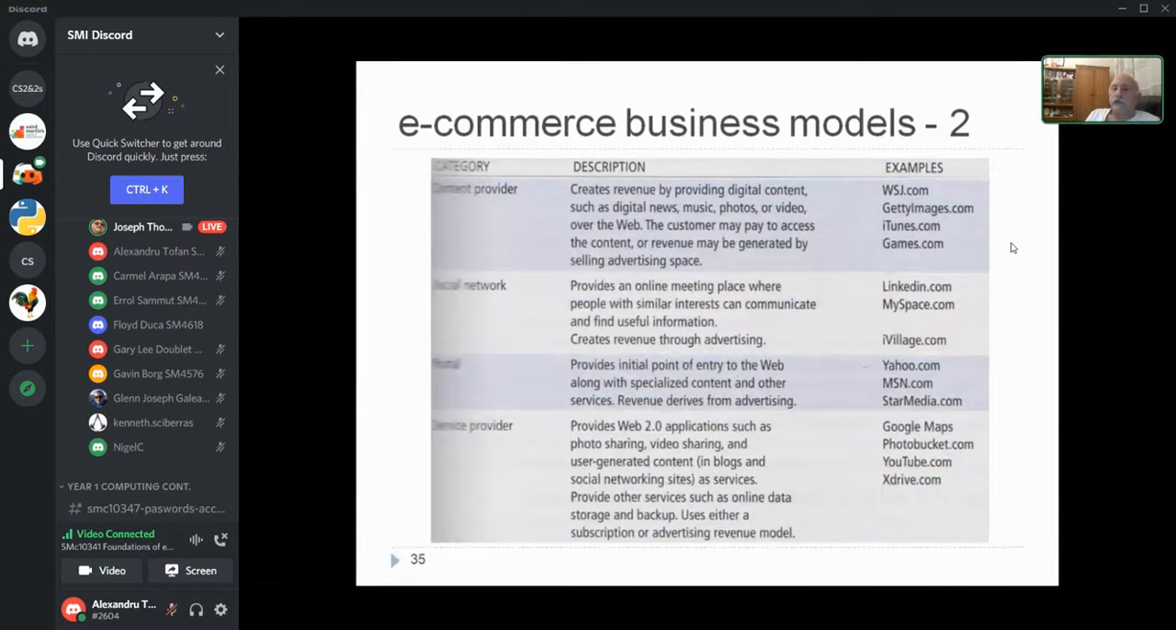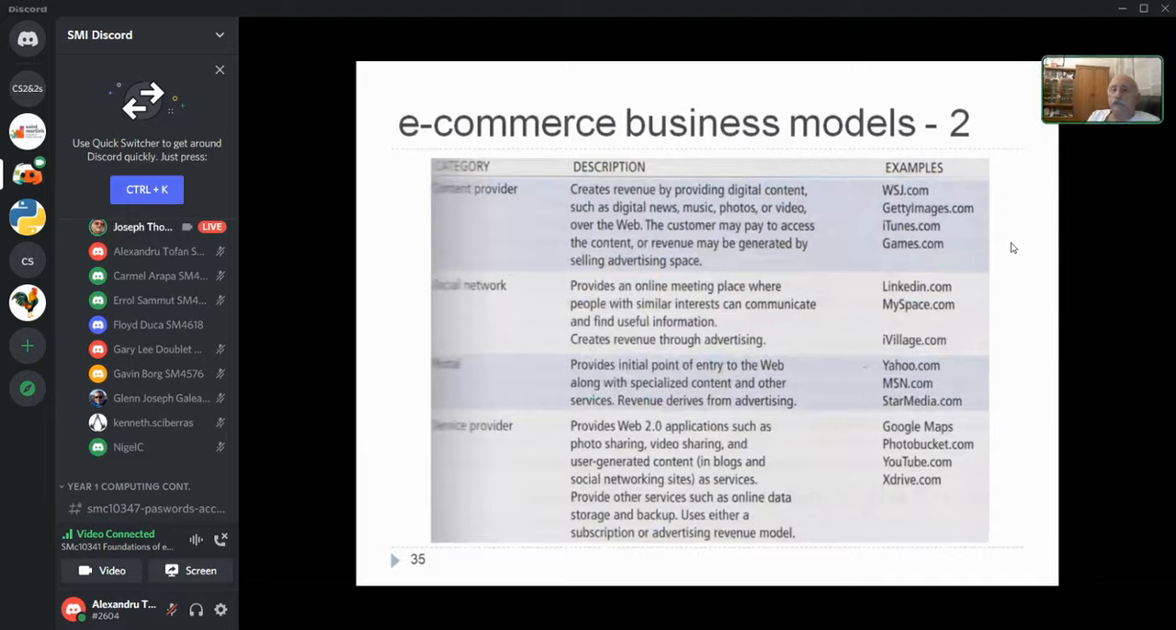Another category is the content provider, right? So they create revenue by providing digital content like news, photos, companies like iTunes, for example, games.com.